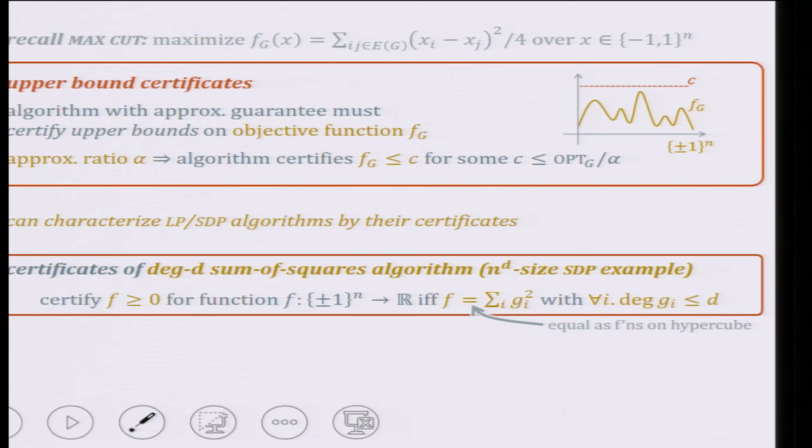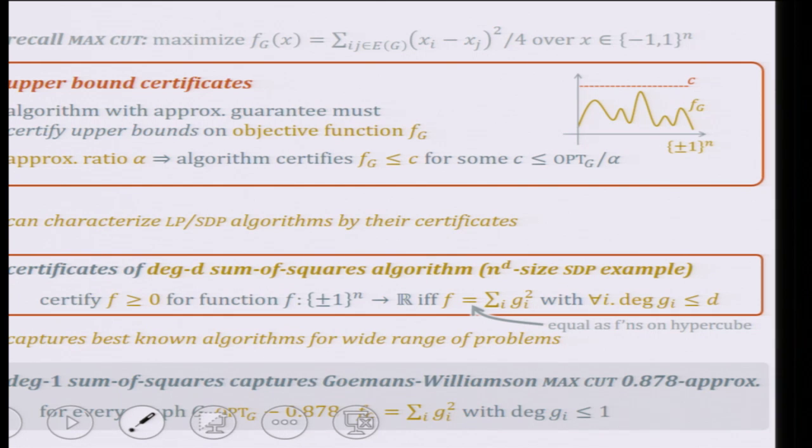And with this definition, together with this connection between approximating and certifying, you can ask what's the best approximation that sum of squares can achieve. You just need to ask, what's the smallest d such that I can certify these kinds of bounds in this way. As an example, these kinds of certificates sound very simple. It's almost too simple to be useful. But it turns out that these kinds of certificates really capture the best known algorithms for a wide range of problems.